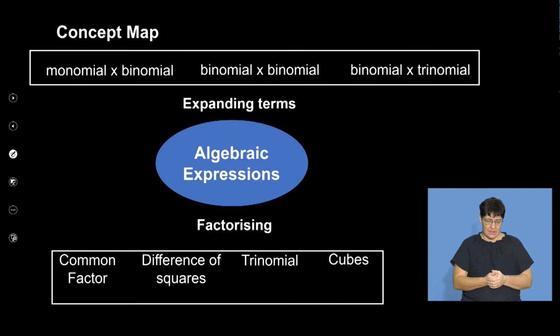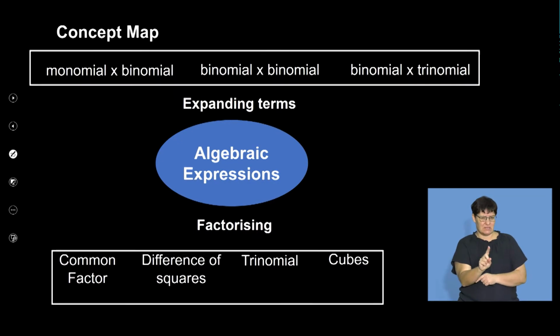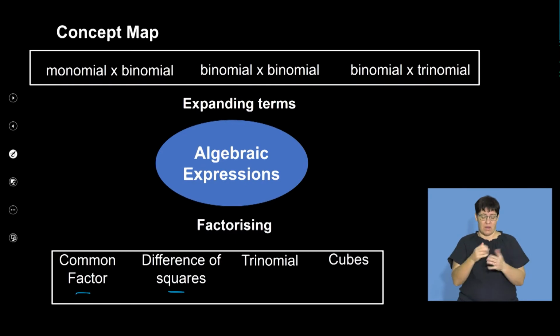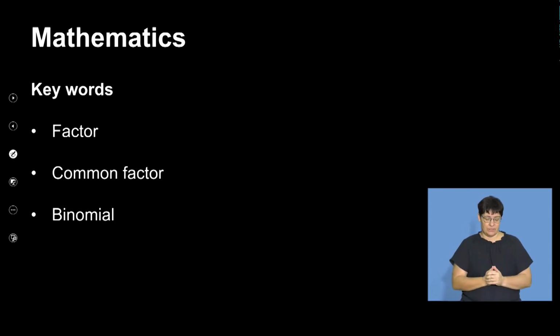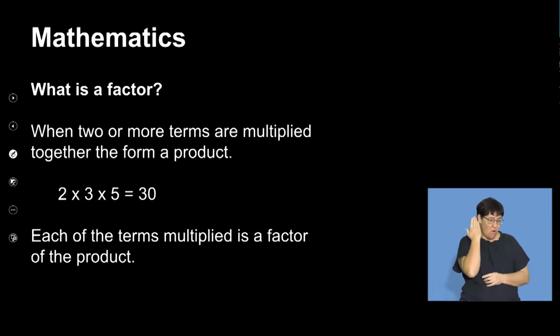Remember, firstly, we've looked at our expanding terms, which were the 3 different types of expanding forms. And now we're going to look at factorization, which has 4 types: a common factor, a difference of squares, a trinomial, and cubes. The keywords for this lesson will be, firstly, we need to understand what a factor is. From a factor, we then ask, how does a factor become common? Lastly, what is a binomial? Remember from the previous lessons that we've had.